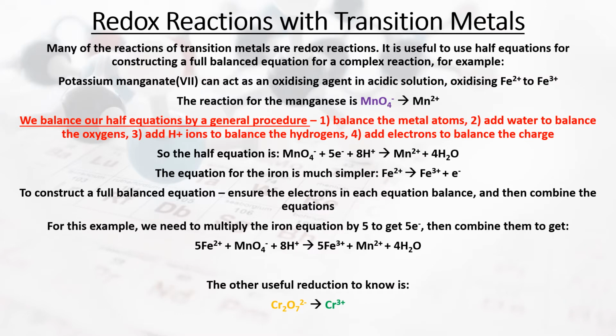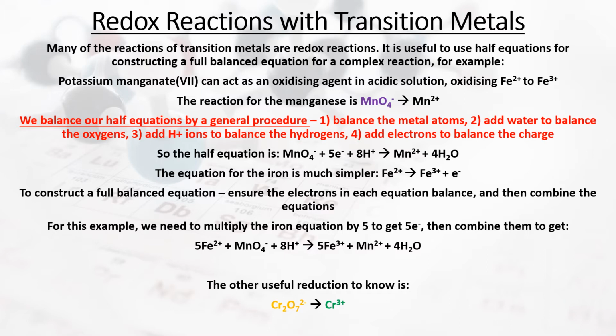Now, we can think about doing redox reactions with transition metals, and many of the reactions are actually redox reactions. And so it's useful to use half equations for these to see whether we're oxidizing or reducing, and then be able to construct a full balanced equation. So for example, we have potassium manganate, that's our manganate 7 ions, MnO4-, and these can act as an oxidizing agent in acidic solution. So for example, it might oxidize Fe2+ to Fe3+.